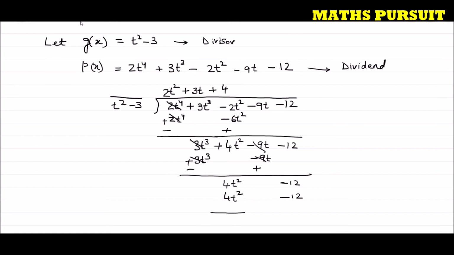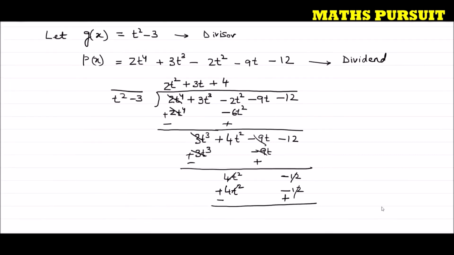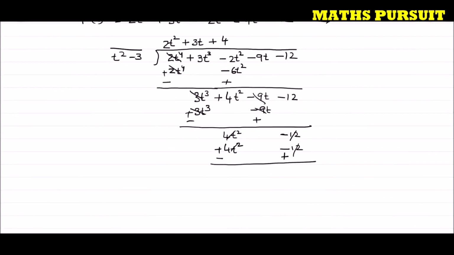So what we got? Again we need to reverse the symbols. Here it will become minus, and here it will become plus. And you could see that this plus 4t to the power 2 and minus 4t to the power 2 cancels out. Minus 12 plus 12 cancels out. So you could see that we are left with 0. So here our remainder became 0. This is the remainder.